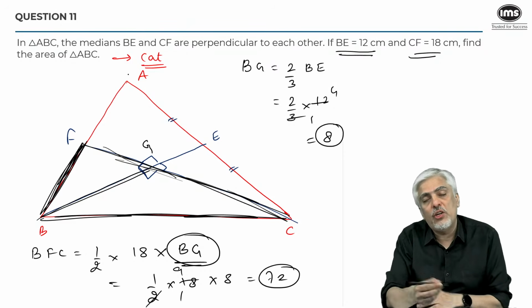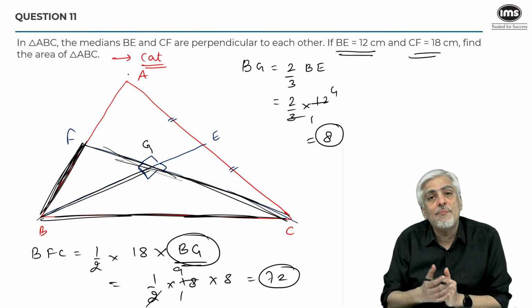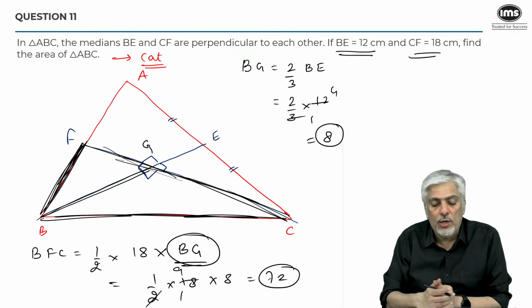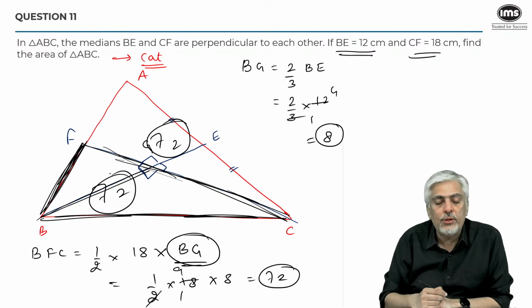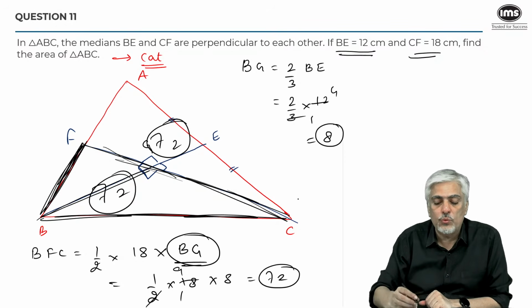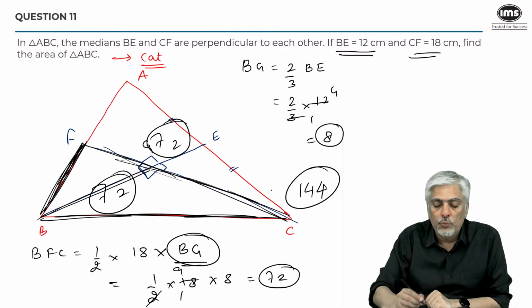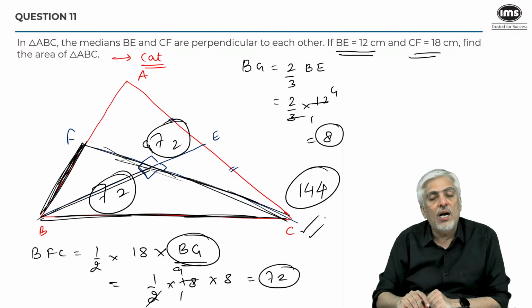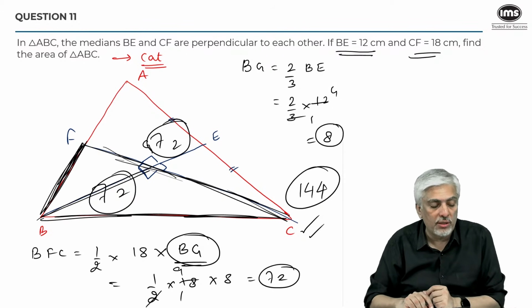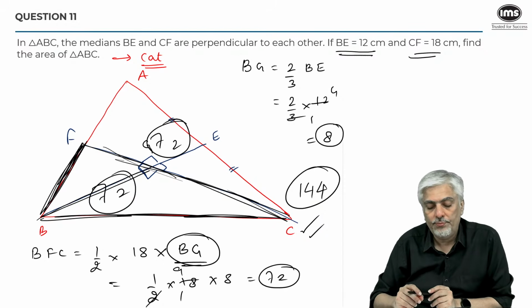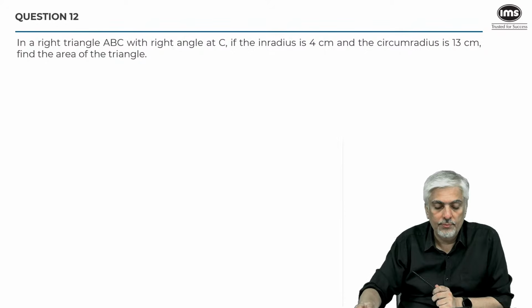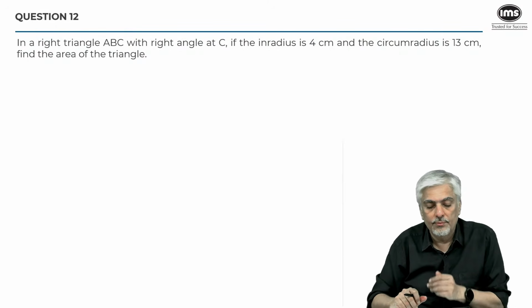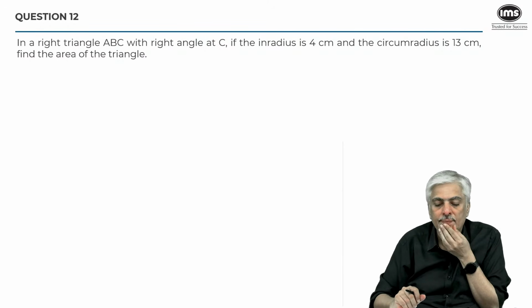The other half will also automatically be 72 because the median divides the area into exactly 2 halves. So if this half is 72, this half will also be 72, and therefore your whole area is 144, which is your final answer for this question. Again, a level A question. You should have got this in an exam situation. Okay, so try and get this question.